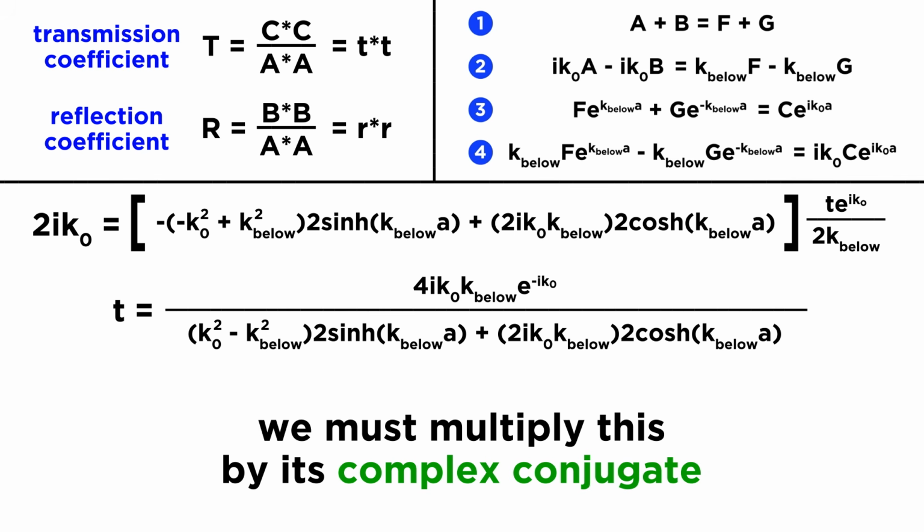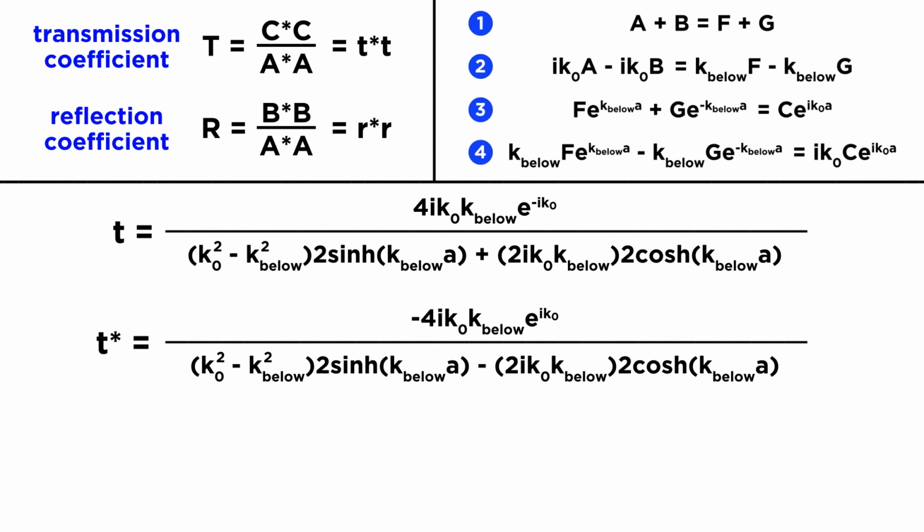So we are almost done, but we must realize that what we have here is lowercase t. The transmission factor we are looking for, represented by uppercase T, is defined as t star times t. This means we are going to have to multiply this entire expression by its complex conjugate. So first, let's write out the conjugate. This will simply involve flipping the sign for any term with i in it, and this will be multiplied by the original expression.